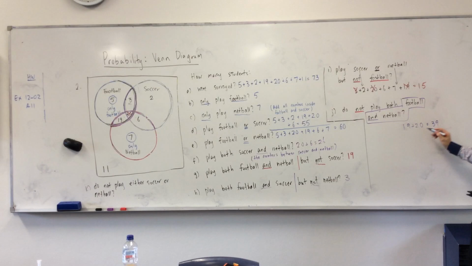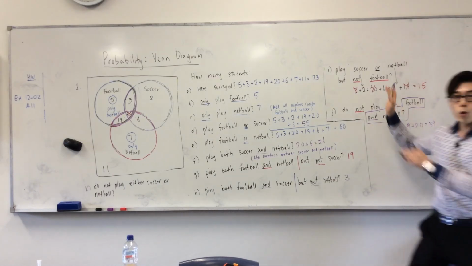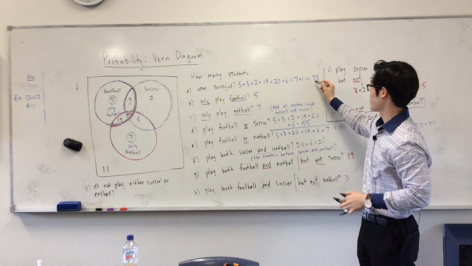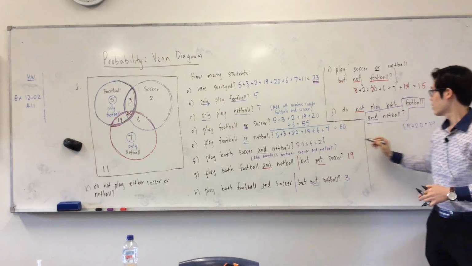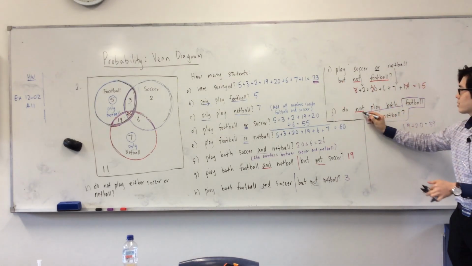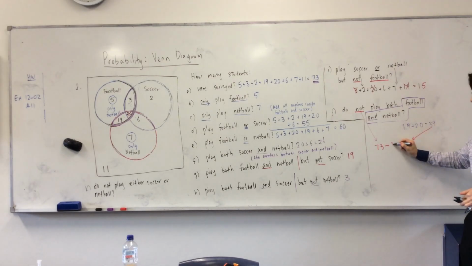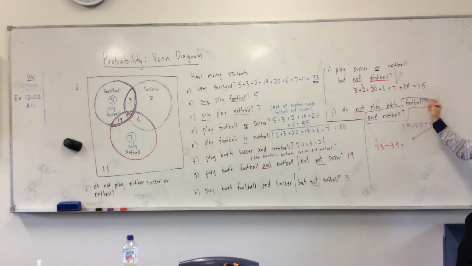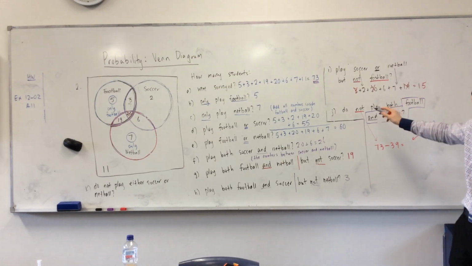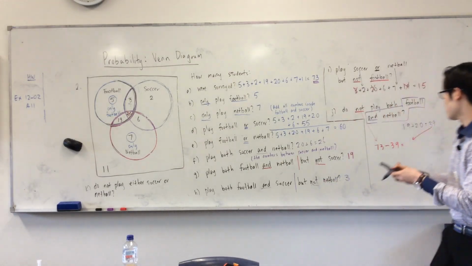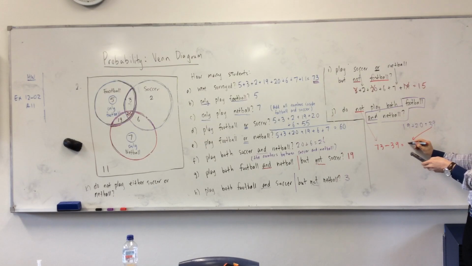So if it's not 39, our whole total, remember from the first question, is 73. So if I want to calculate not that, you do 73, take away that number. And that will give you the opposite of football and netball because we don't want that. It's the opposite. So if you do that, you'll get 34 students who do not play both football and netball.